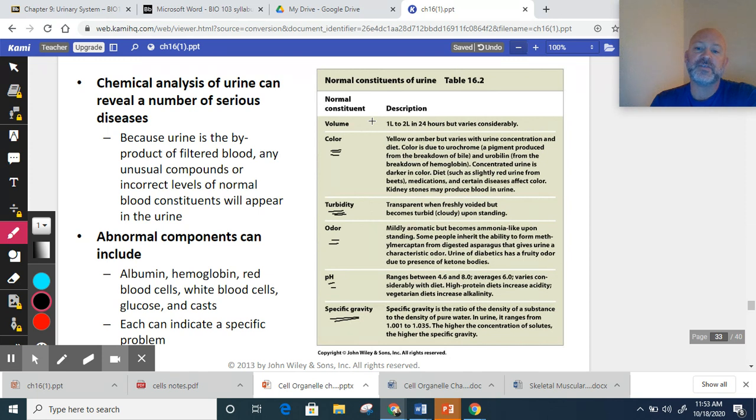Specific gravity is a measure of solutes that are in solution. So it begins with a specific gravity of 1. Water has a specific gravity of 1 because it doesn't have any solutes and it's pure, right? But as we add solutes to the water, the specific gravity reading increases. So the specific gravity reading of normal urine should be close to 1 if it's extremely dilute, 1.001 up to 1.035, which would be more concentrated.